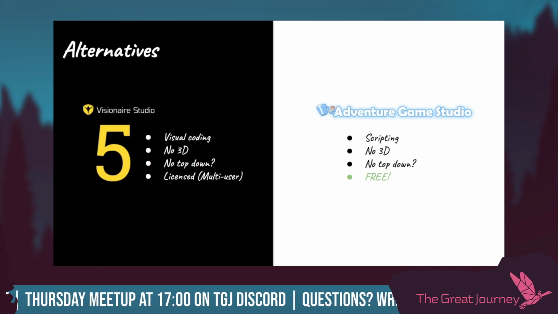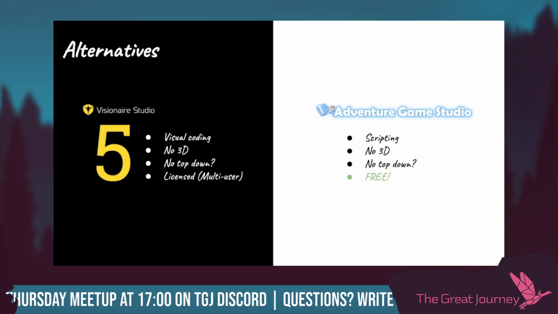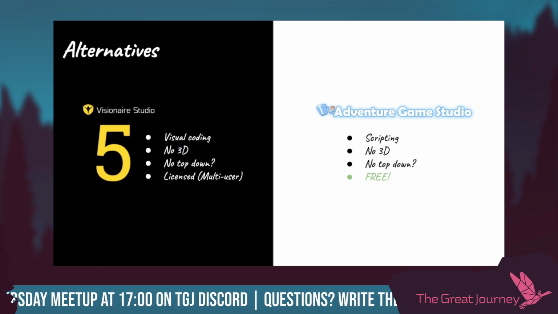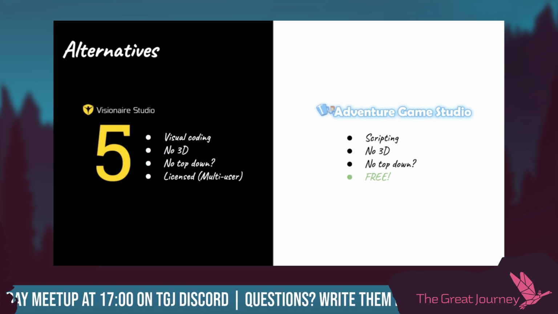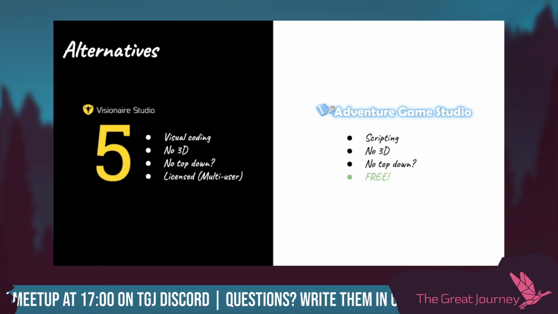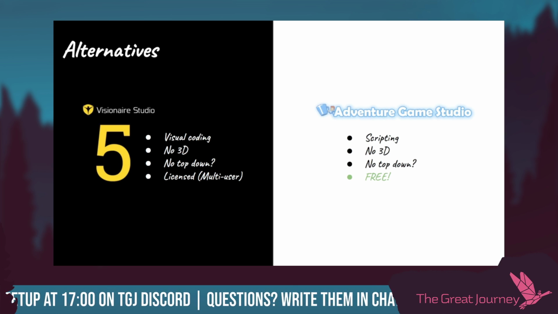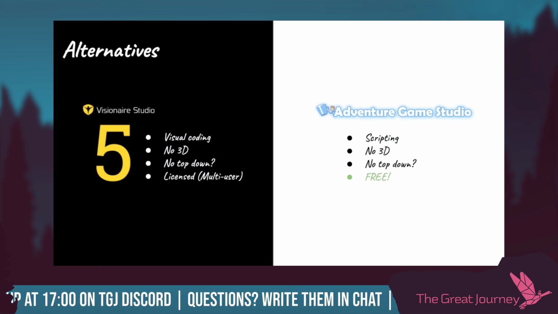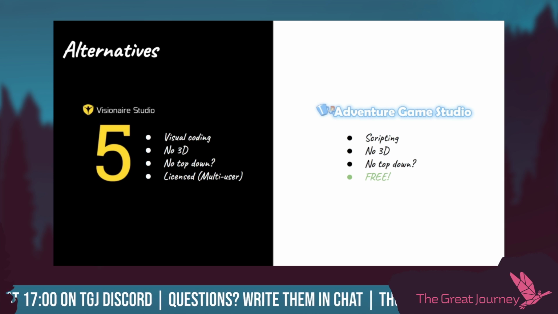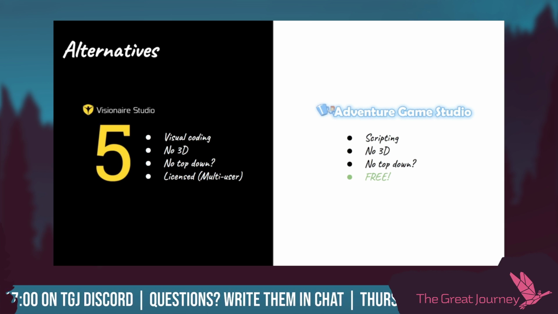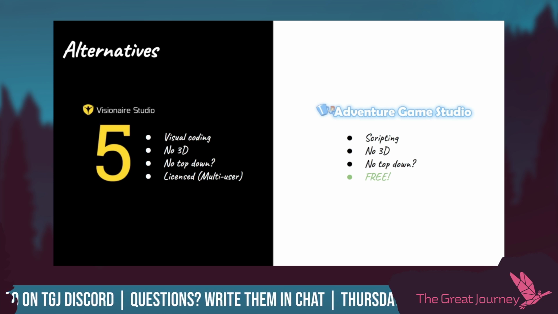I guess that was it. It went a lot quicker than I thought it was. But some alternatives, if you don't want to, I think Unity Adventure Creator is 70 euros or something like that. And it's a personal license.